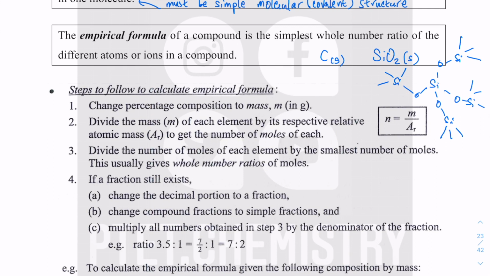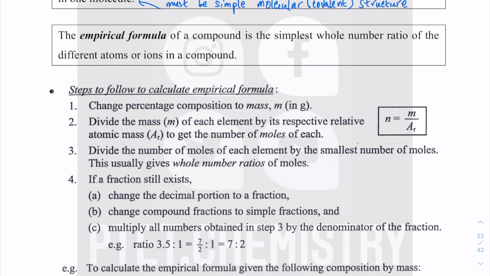So there's this formula here which we haven't exactly covered yet because it's to do with the mole concept, but you do need it in order to calculate empirical formula. So I'll just introduce it at this point. If I just rub out this carbon solid and silicon dioxide, then I can write on it. N there refers to mole.